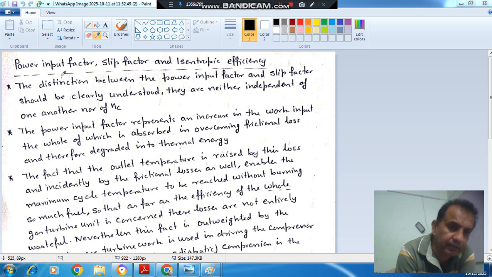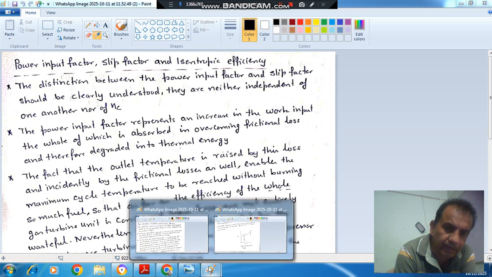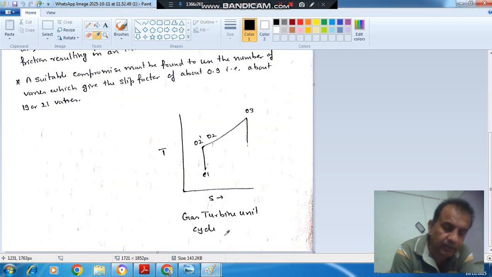So first of all, taking power input factor. Power input factor is the extra work that we have to supply to overcome friction in the impeller part. That extra work causes thermal energy to increase. If no friction is there, then the process is isentropic, that is 01 to 02 dash. But if friction is there, then the process is 01 to 02.